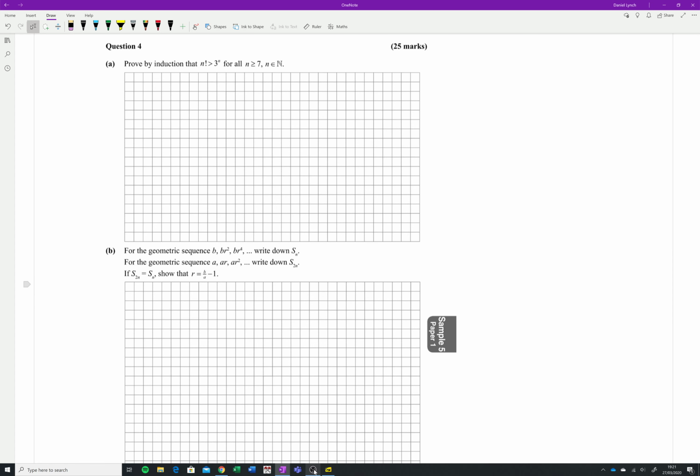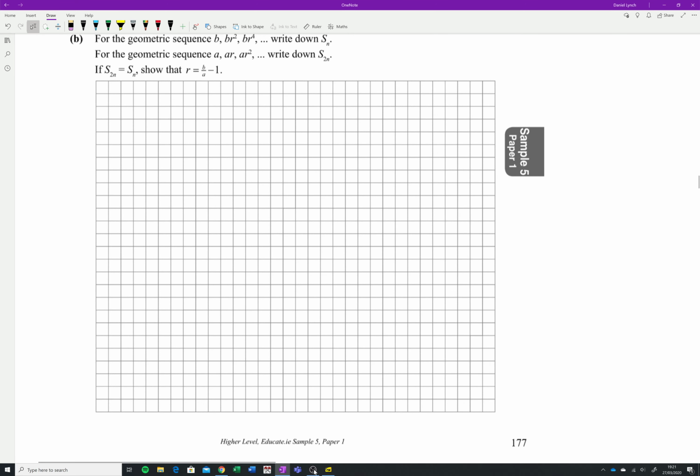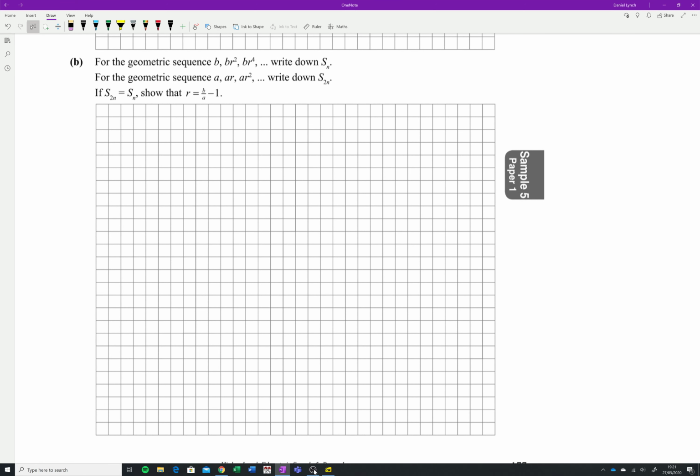Okay, so what we'll actually start with is question 4b. It's a geometric series, as you see here. For a geometric series, b going to b r squared, going to b r to the power 4. Write down what Sn is. So this is a little bit unusual. It goes b, b r squared, b r to the 4.